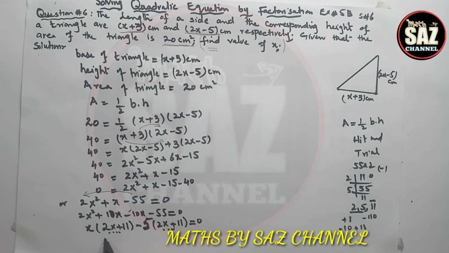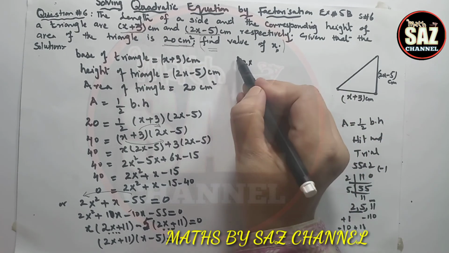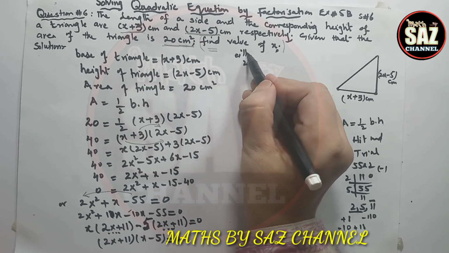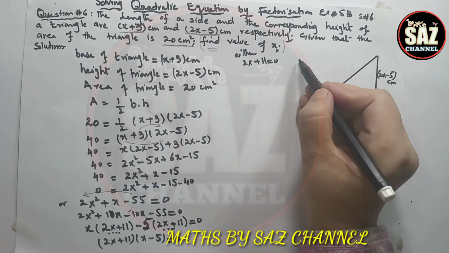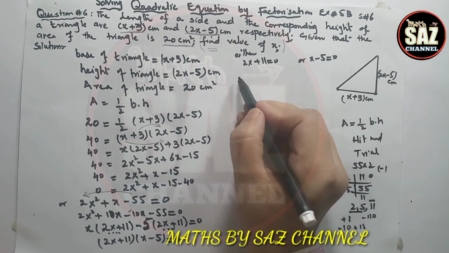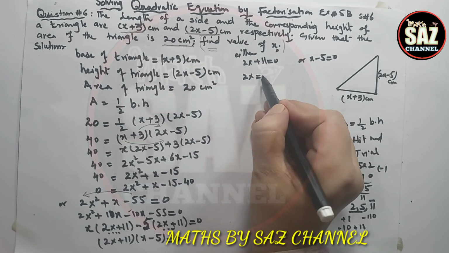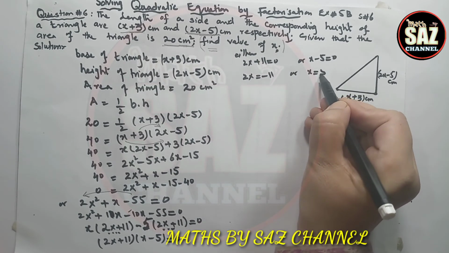I can extract it out. 2x plus 11 into x minus 5 equals to 0. Moving to this side, I can have either 2x plus 11 equals to 0 or x minus 5 equals to 0. This will give me 2x equals to minus 11 or x equals to 5.